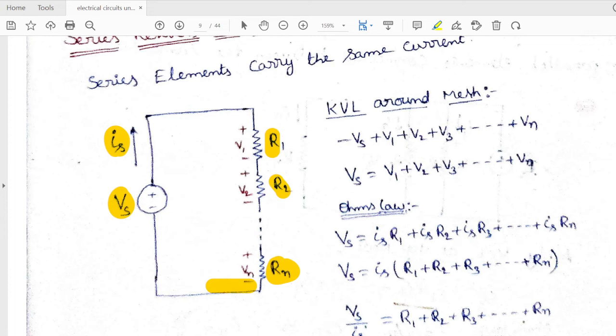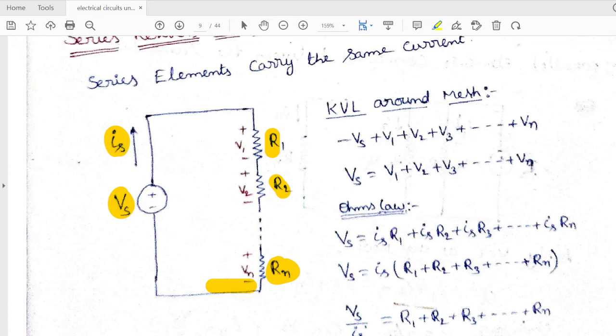So what is the voltage across R1? That is V1. Otherwise, let me write minus Vs plus V1 plus V2 plus so on plus Vn is equal to 0. Okay. Now I want to write all these things in terms of Ohm's law.